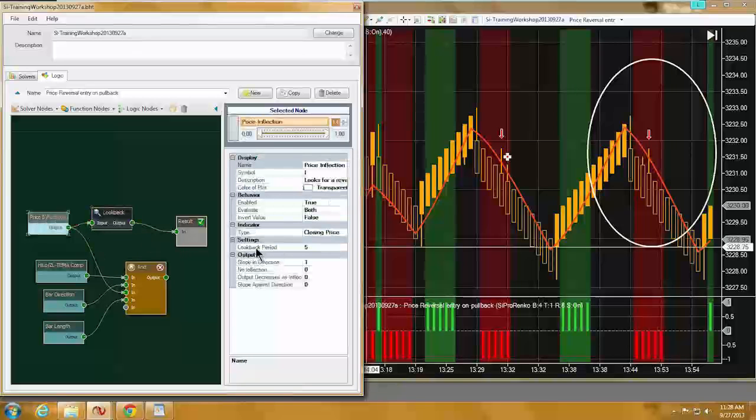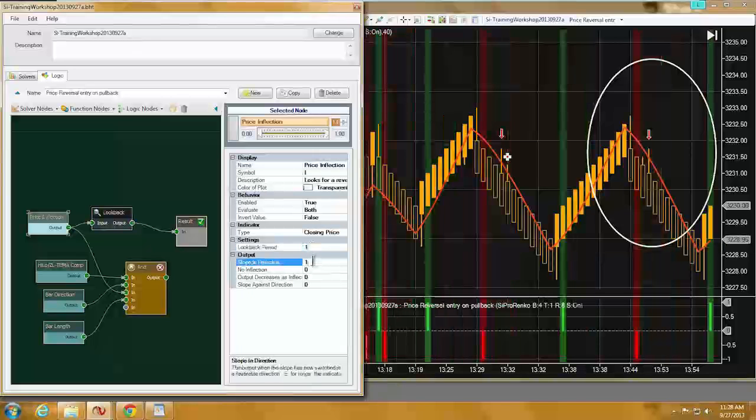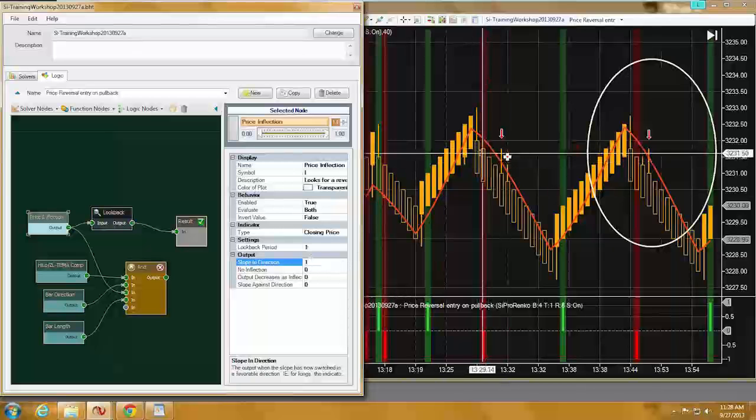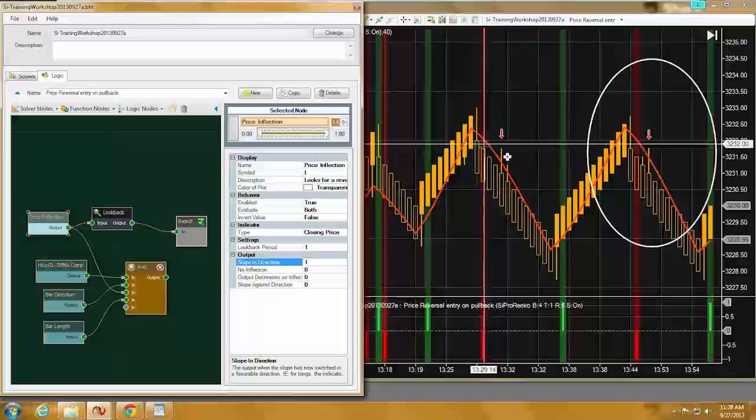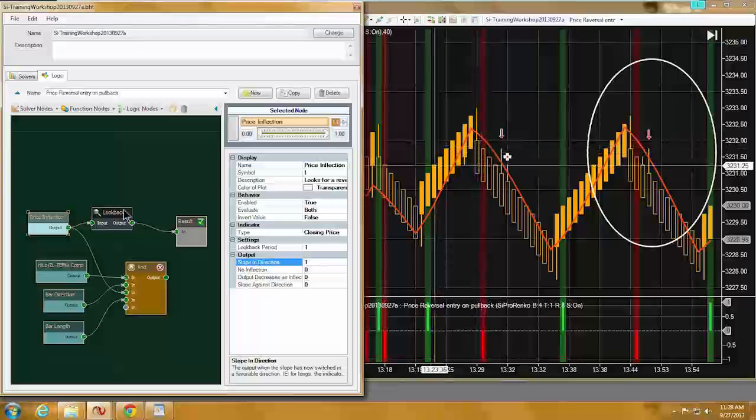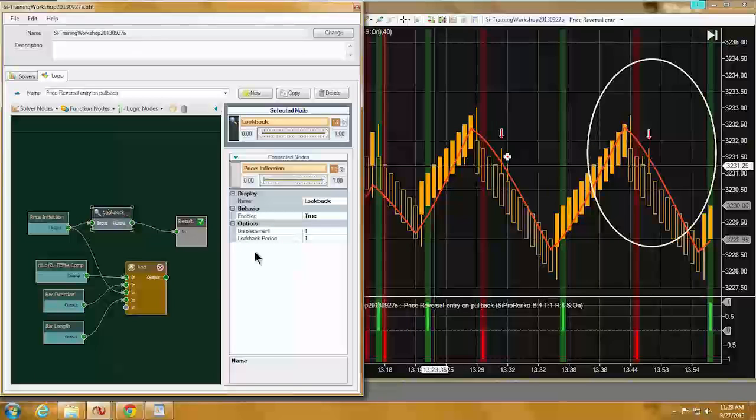So now that I'm using the Lookback, I'm going to make some adjustments to my inflection. So now I'm going to set my Lookback on the inflection to 1. So now I only have a signal after the reversal bar, or after the inflection. And I'm going to use the Lookback period in the Lookback node. So I'm going to set this to 4.